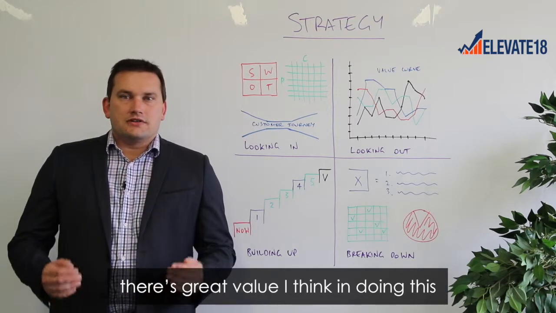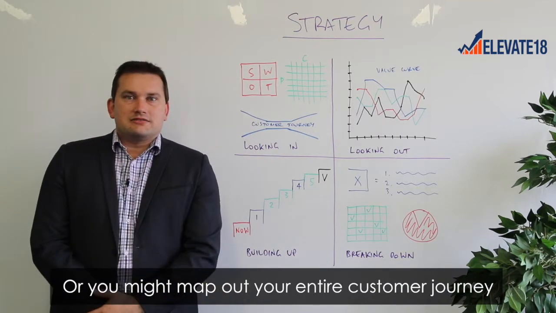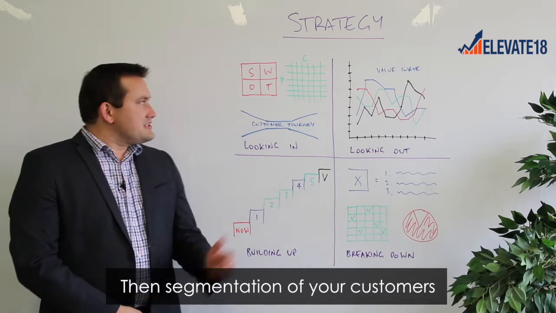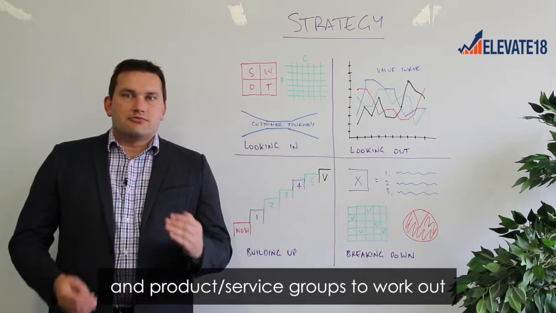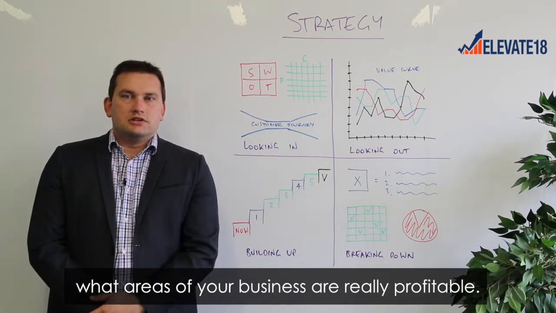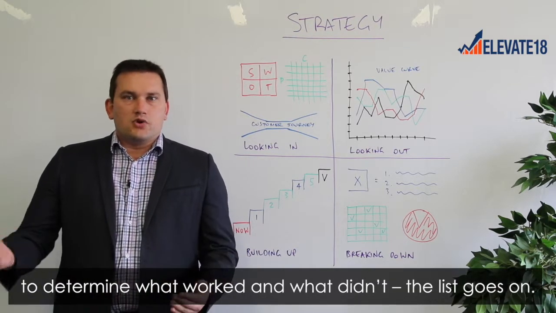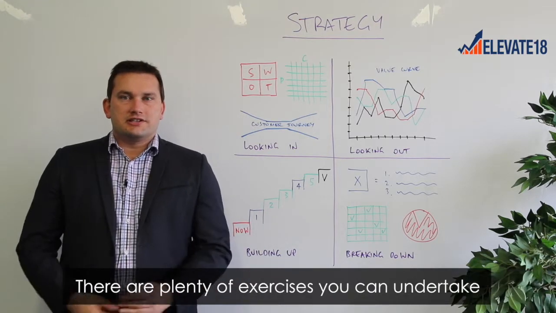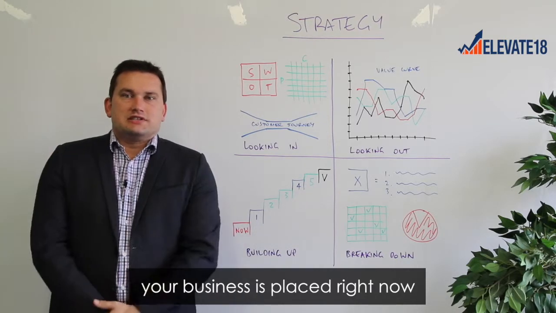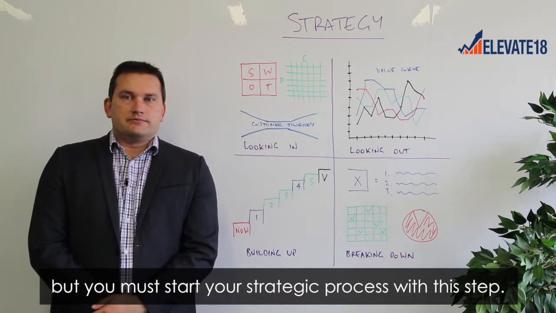There's great value, I think, in doing this when you're setting strategy. Or you might map out your entire customer journey to determine whether there are any structural problems that are limiting your growth. And then segmentation of your customers and product service groups to work out what areas of your business are really profitable. And a wins-fails analysis perhaps of the previous period to determine what worked and what didn't, and the list goes on. So there's plenty of exercises that you can undertake to get a clear picture of where your business is placed right now, but you must start the strategic process with this step.